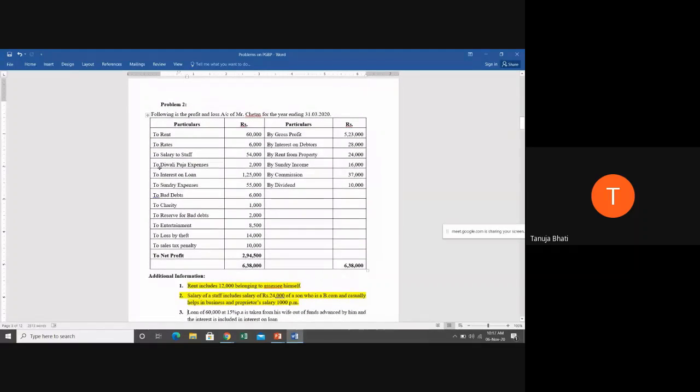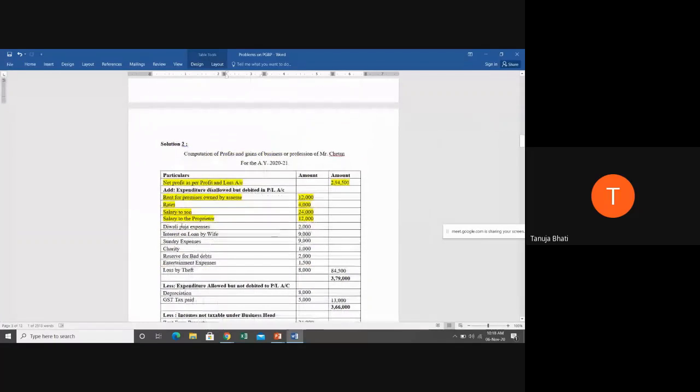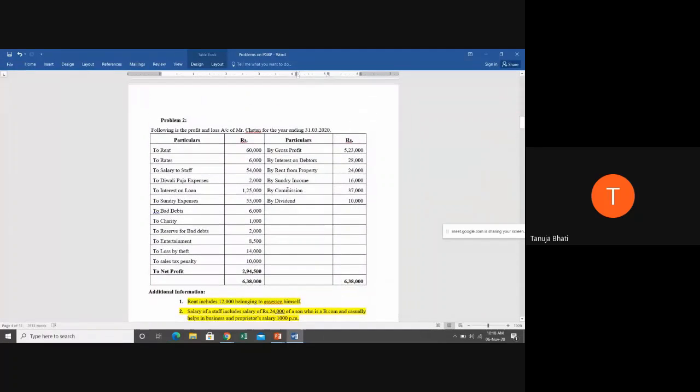Okay, next. To Diwali Puja expenses, 2,000. Yesterday also we had seen this particular transaction. So tell me, students, Diwali Puja expenses, is it allowable or disallowable expenditure? Is Diwali Puja expenses relating to the business? No, ma'am. Correct. So this 2,000 rupees is to be disallowed, and we need to write it here. Diwali Puja expenses 2,000, it is disallowed because there is no genuineness. Even if the expenses were 900 rupees, you're still writing 2,000 rupees. You have nothing to back it up.